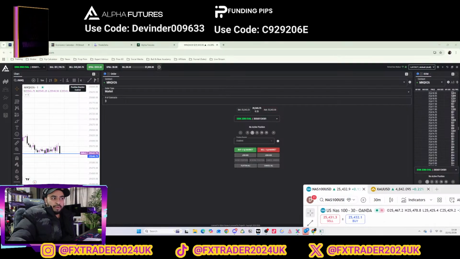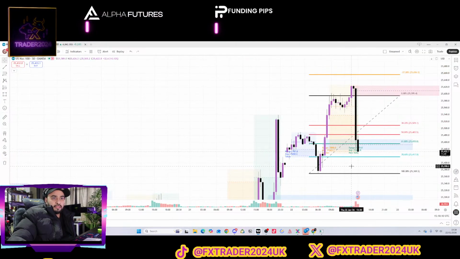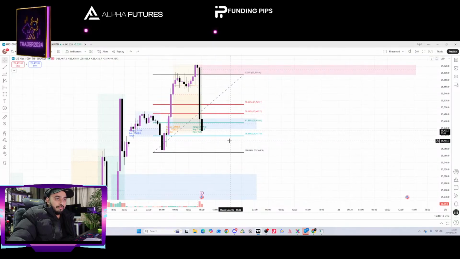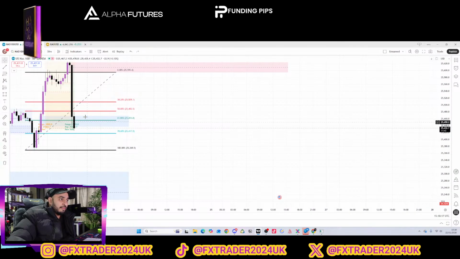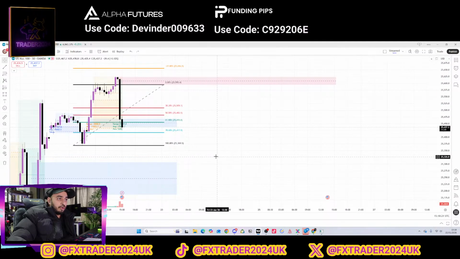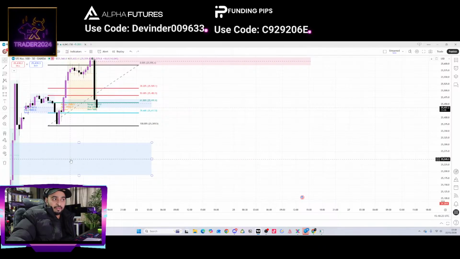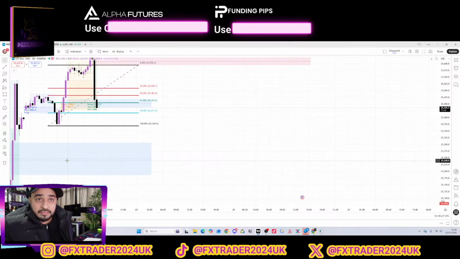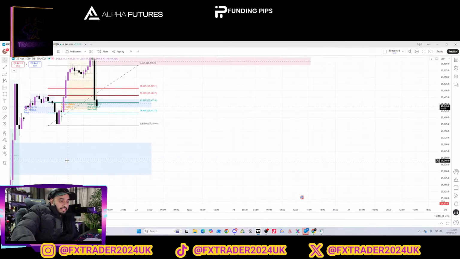If it breaks past that line and closes below that 30-minute fair value gap, which is here, we're not taking a trade until it comes into this second area down here. And that area is 25,240.